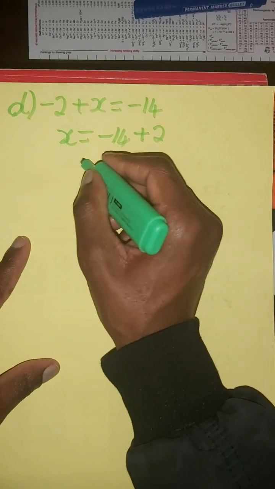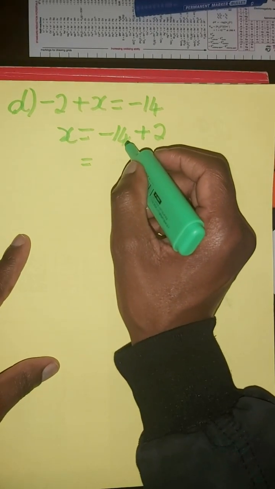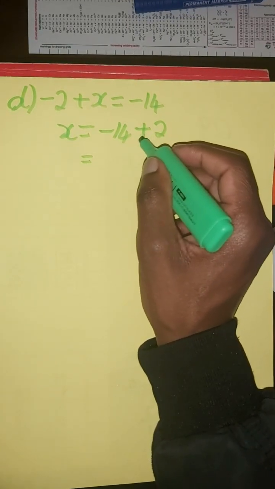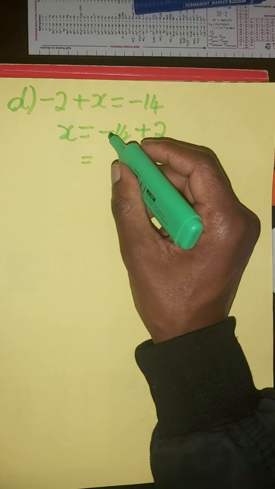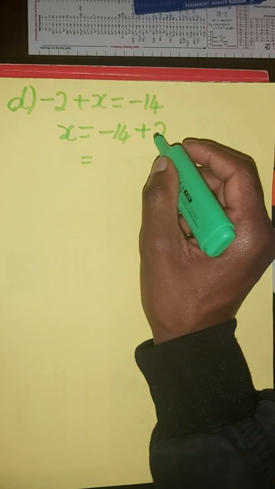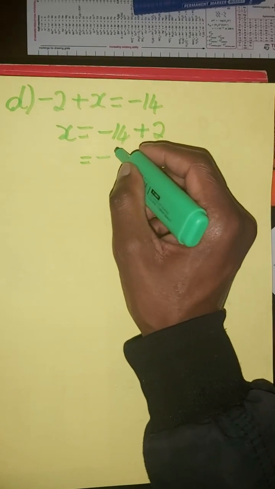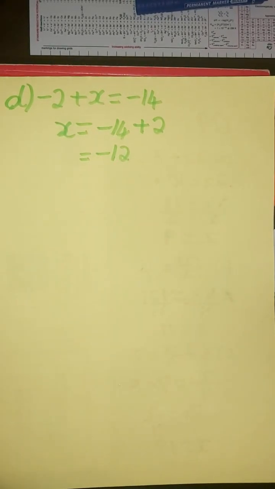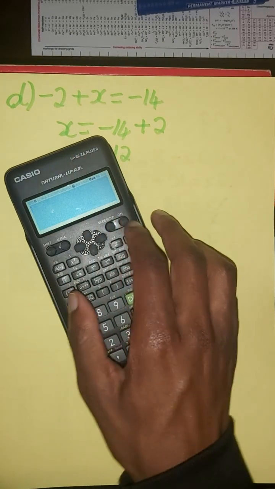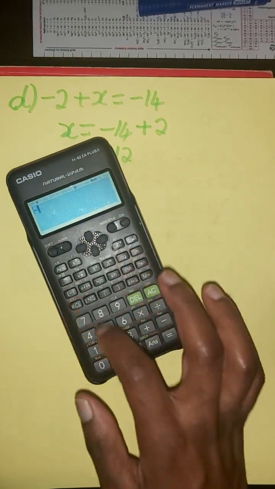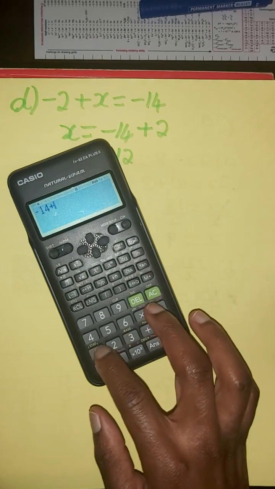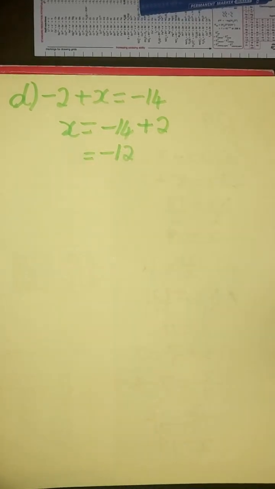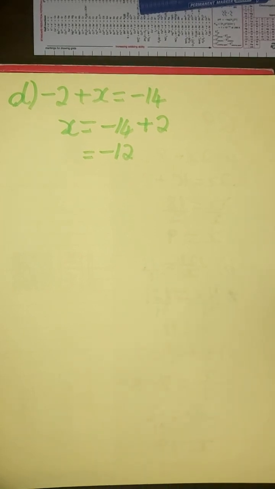Then when I proceed, I say what is negative 14 plus 2, because these are like terms. I have to solve them, or rather add them. I say what is negative 14 plus 2, and my answer is going to be negative 12. Guys, use a calculator if you're not sure, or rather confirm. Okay, so you say negative 14 plus 2 and you get a negative 12. You see that? And you are done solving for x here.